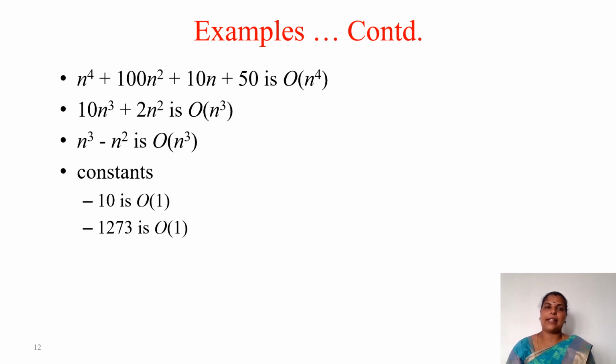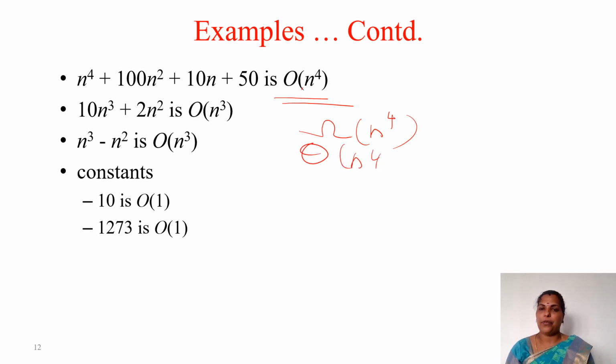Here I have given you some examples. N power 4 plus 100 n square plus 10 n plus 50 is big O of n power 4. Is it possible to write omega of n power 4? That is also possible, because this is the upper bound, this is the lower bound. But we have to check whether it is possible to write theta of n power 4. If that condition is satisfied, we can write theta of n power 4 also. Then 10 n cube plus 2 n square is big O of n cube. This you can also write as omega of n cube. N cube minus n square is big O of n cube. This also you can write as omega of n cube for the lower bound case.